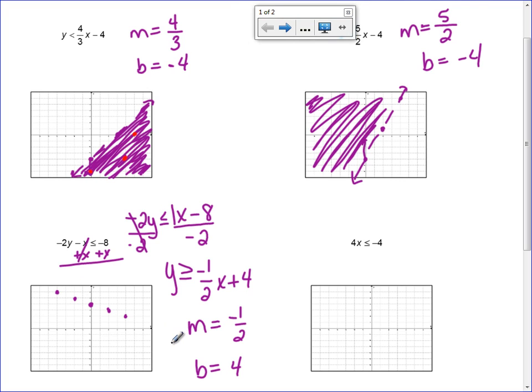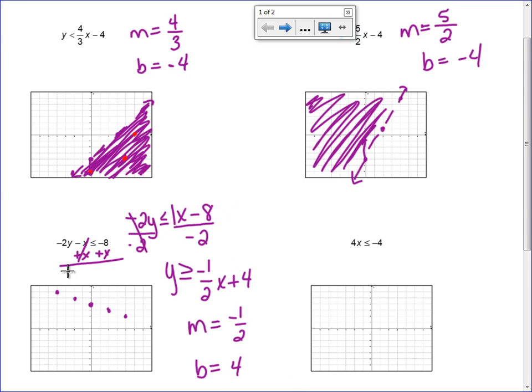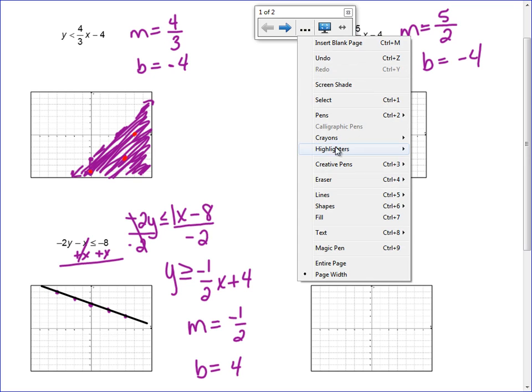So there are some points that are going to be on my line, and because this is or equal to, it means that I get to connect my line. So I'm actually going to use a line this time because it's easier for me to draw a dashed one than it is to draw a dotted one. I mean a solid one. So I'm going to put my line on here. See, it lines up with my points. So there's my line.